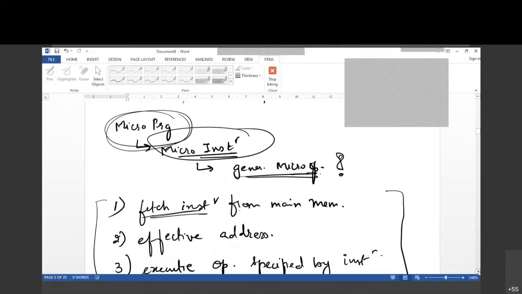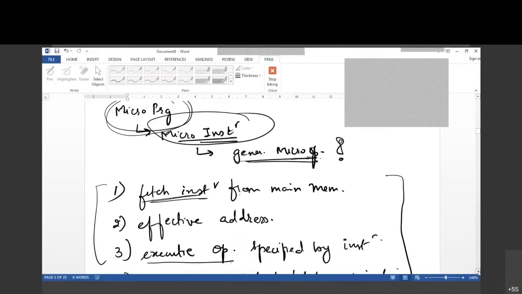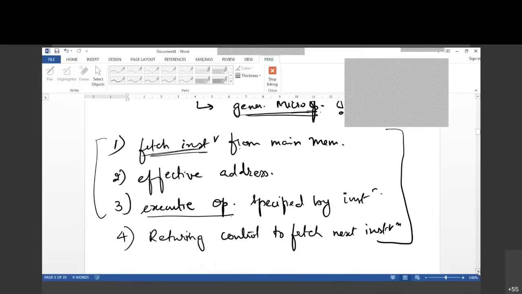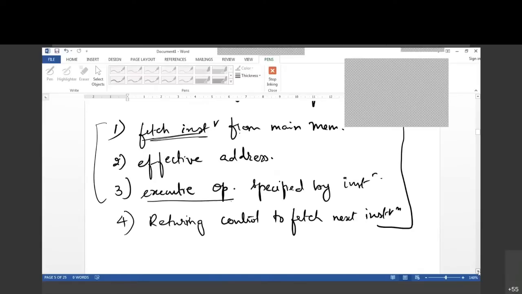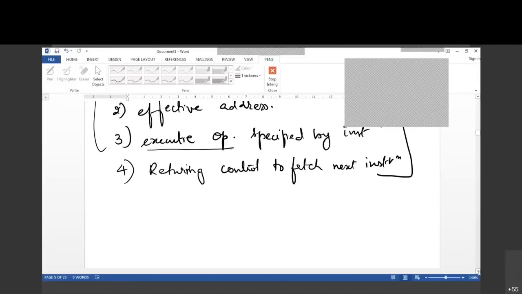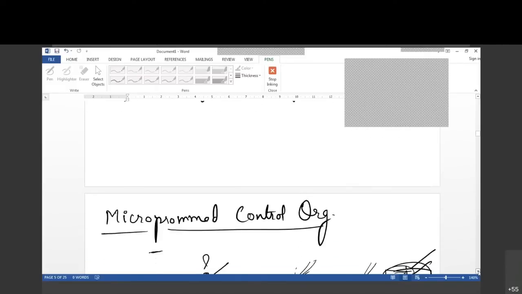So this was what we studied: a microprogram consists of micro instructions. Each micro instruction generates micro operations for doing the following tasks. Whenever we want to carry out some instruction, what are the steps to be executed? These micro operations would be a sequence of these steps only. We fetch instructions from main memory, we evaluate the effective address. After that, the micro operation specified by the instruction gets executed, and then the control is again returned to fetch the next instruction.